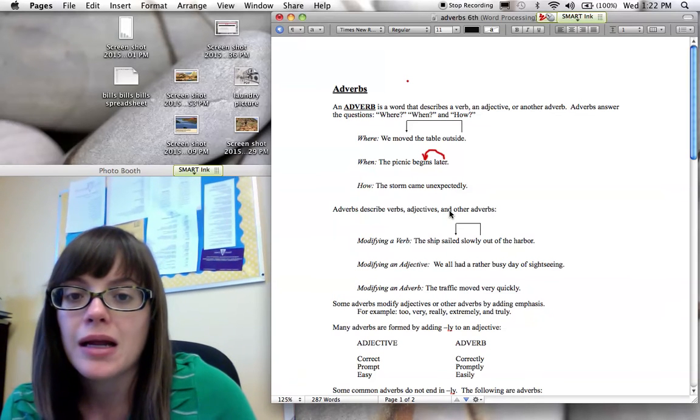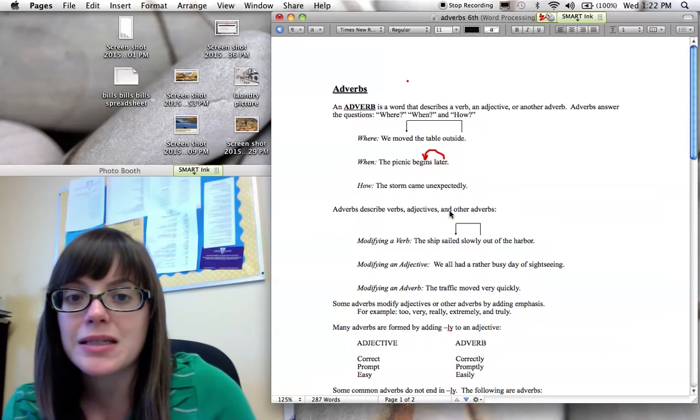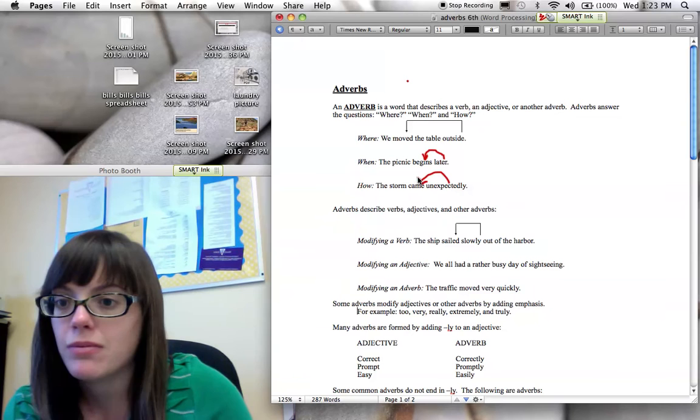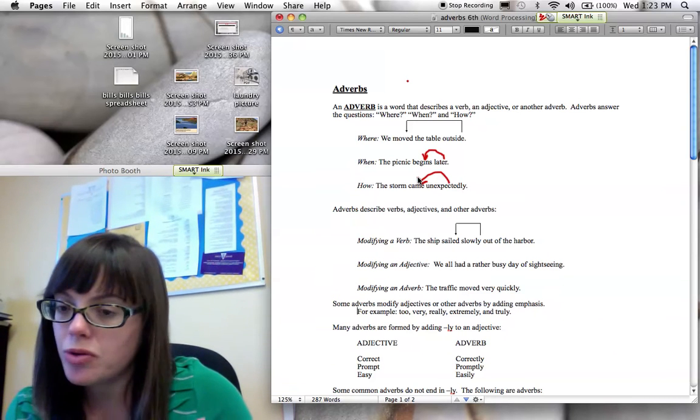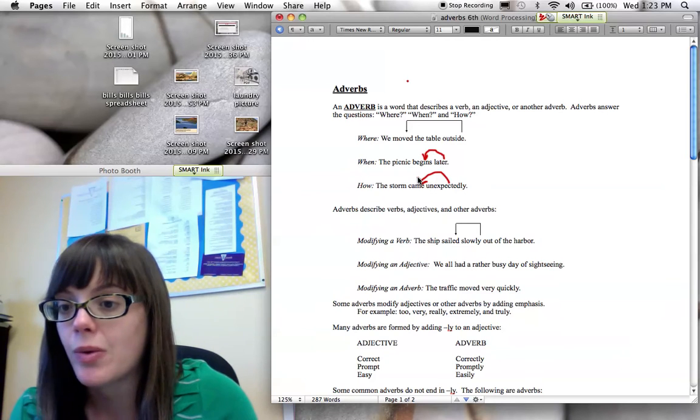Okay, all right, how: the storm came unexpectedly. Unexpectedly is going to be my adverb. It's telling us how it came. Right? So anytime you're looking for adverbs, look for words that answer the how, when, and where questions.